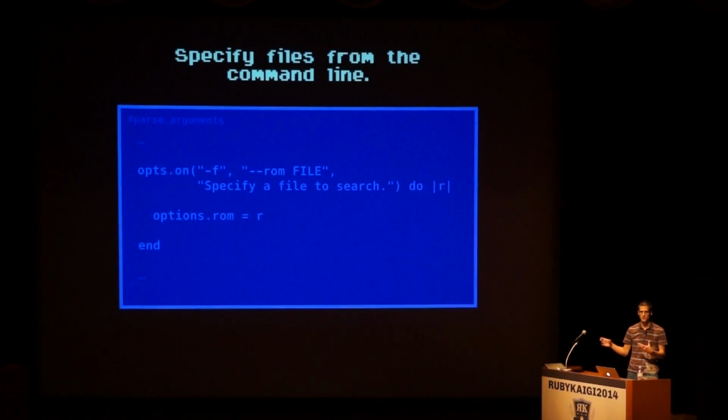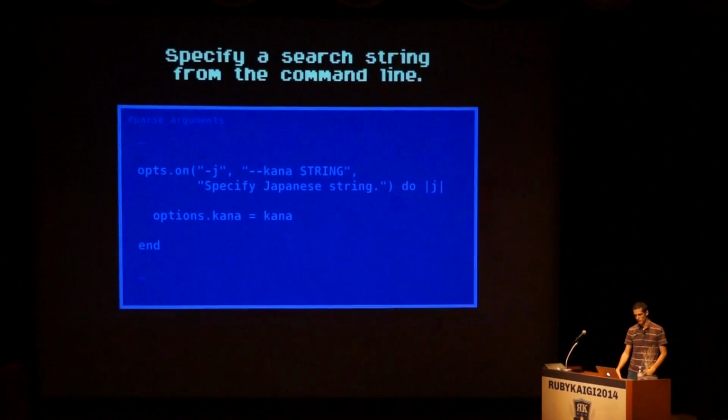Don't worry too much about the syntax, you can look at the slides later, so we'll fly through this. But the concepts are that there are tools that make it very easy to make these command line tools. So the option parser will look for a ROM file that the user specifies on the command line, and it will also look for the kana string.